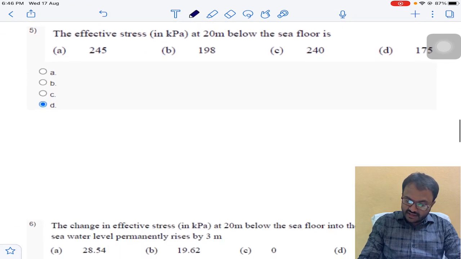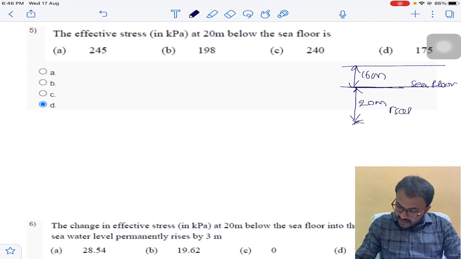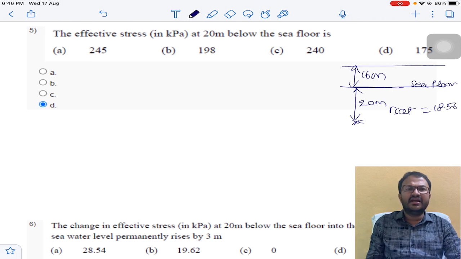Now coming to question number 5, the effective stress at 20 meter below the sea floor. So this is water, with a depth of 16 meter. 20 meter below the sea floor means this is the floor of the sea, and this is 20 meter. We already calculated here gamma saturated is equal to 18.56. So now effective stress is the difference of total stress minus pore water pressure.